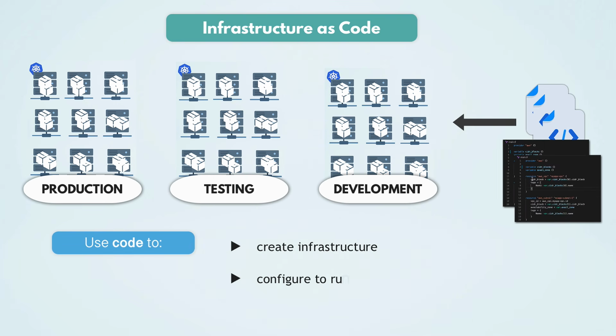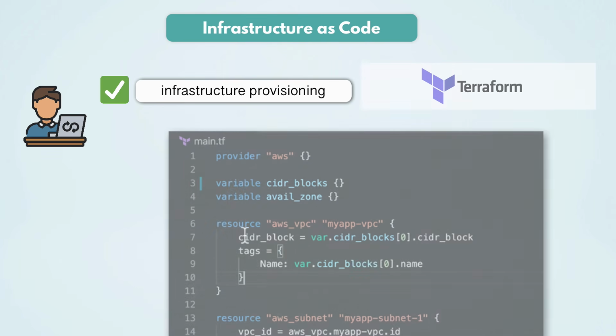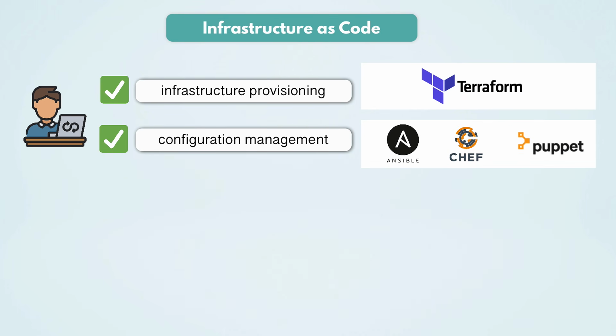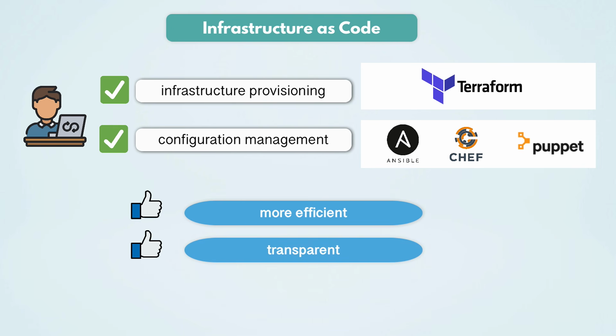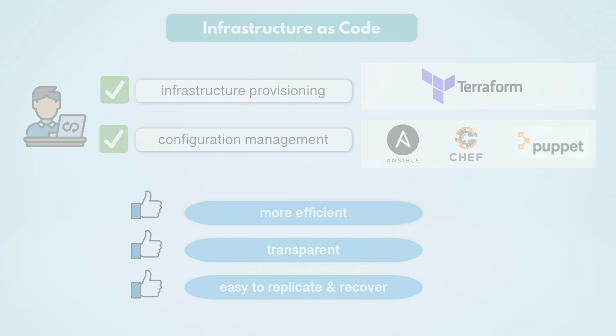Creating the infrastructure as well as configuring it to run your application and then deploying your application on that configured infrastructure can be done using a combination of 2 types of infrastructure as code tools. Infrastructure provisioning tool like Terraform, for example, and configuration management tool like Ansible or Chef, etc. So you as a DevOps engineer should know one of these tools to make your own work more efficient, as well as make your environments more transparent so you know exactly in which state it is, and easy to replicate and easy to recover.